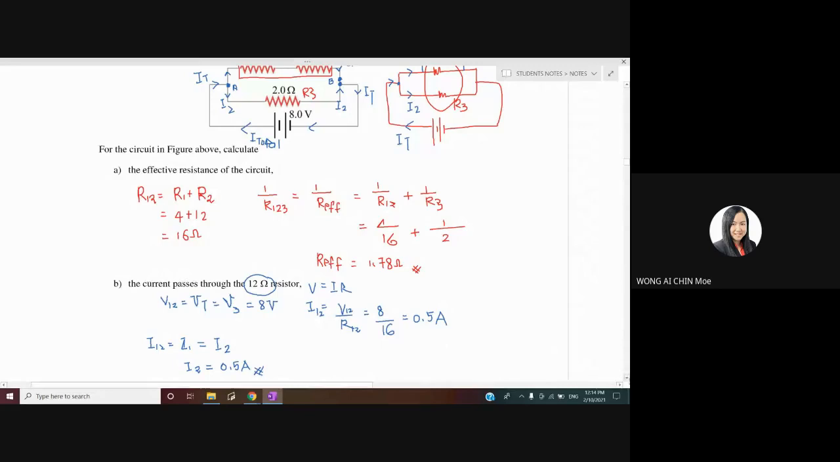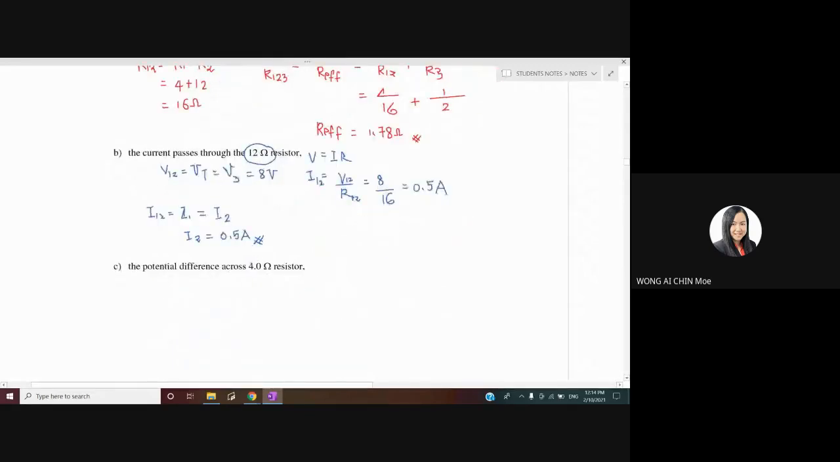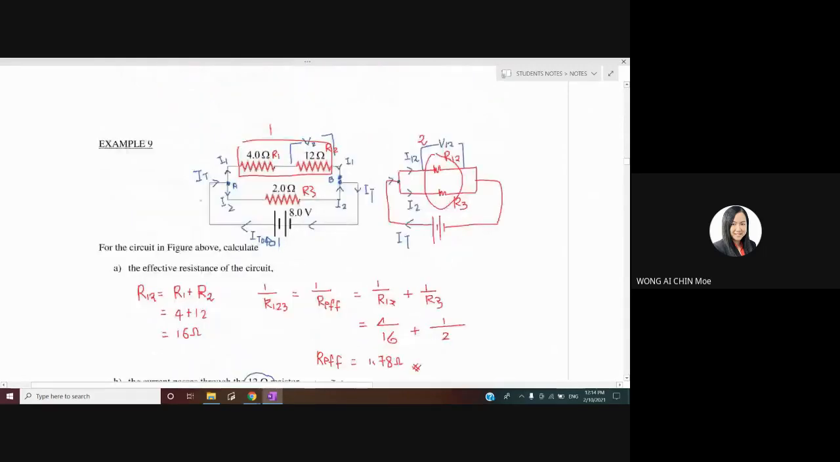Okay, next, find the potential difference across the 4 ohm resistor. So for the 4 ohm resistor, you refer back. We want to find the potential V1 here. Of course, when you want to find V1, you must have the current. V equals IR, so we want to find the 4 ohm.